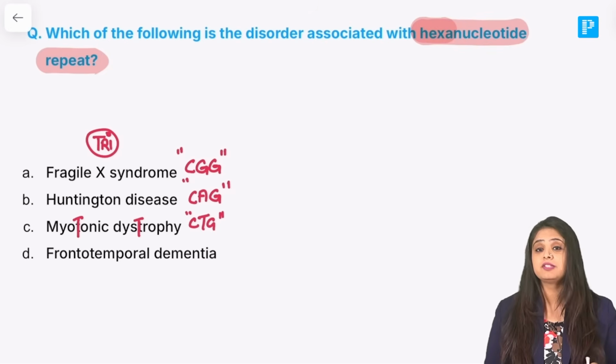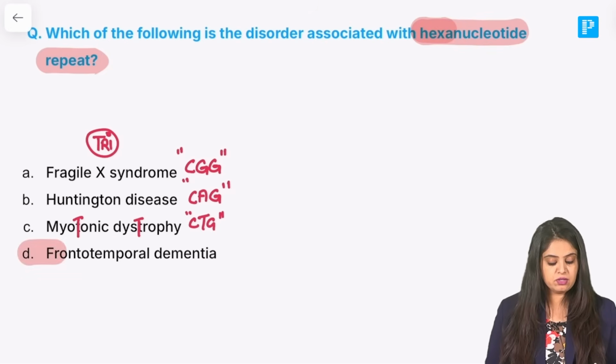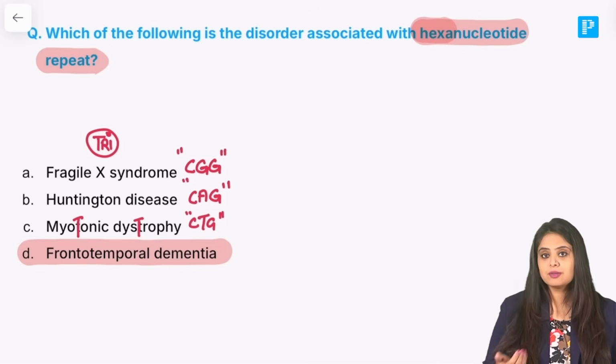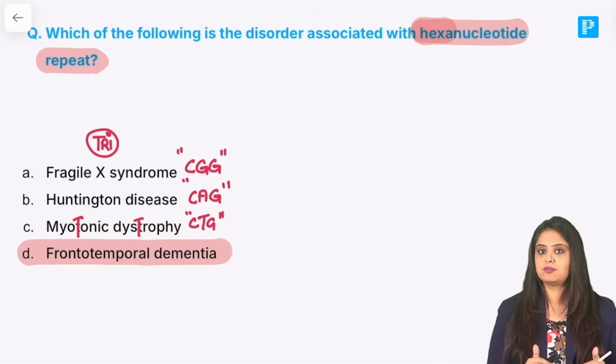Automatically, what becomes a 6 nucleotide or hexanucleotide is frontotemporal dementia. Do I have to know the hexanucleotide that is repeating in this? No. But when such a question comes in the exam, I need to be very calm and composed and rule out options to come to an answer.